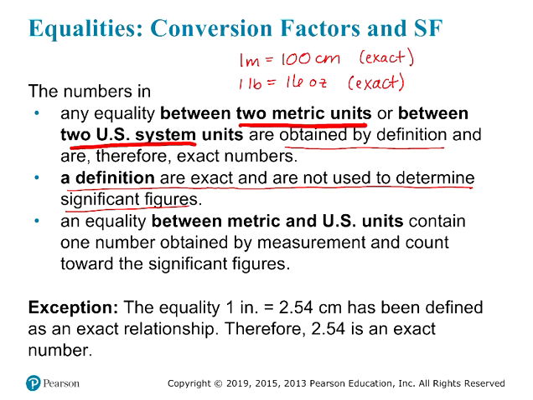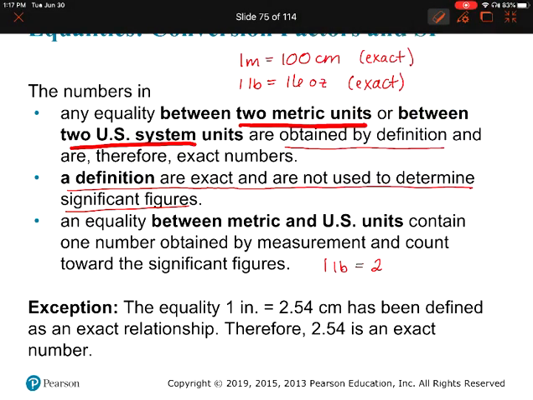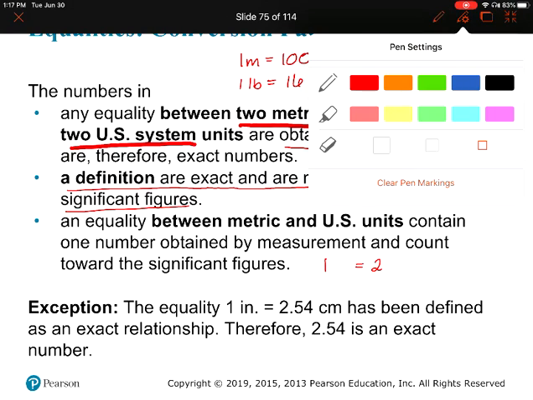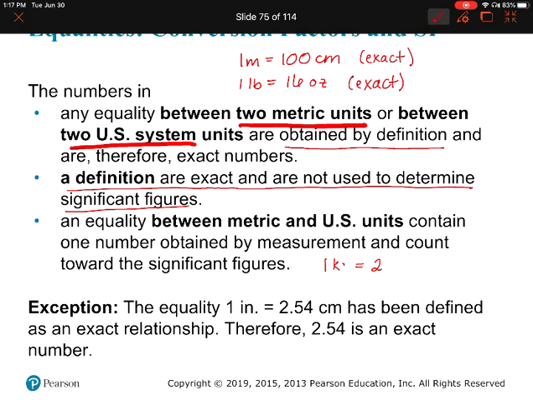However, this all changes if we're converting between metric and US units. So as an example, 1 pound is equal to, oops, I got that mixed up. I meant to say 1 kilogram. So 1 kilogram is equal to 2.2 pounds. So we have our metric unit on the left and the US unit on the right.